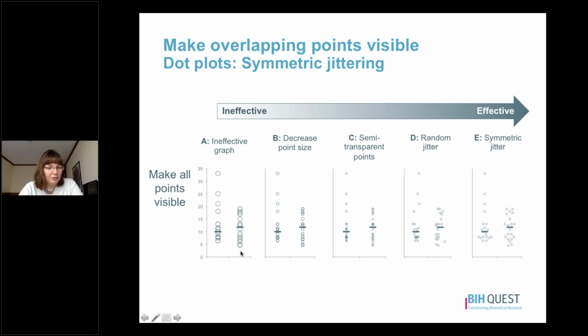In our ineffective graph, we have a simple strip plot. The data points are on top of each other. We can't really tell how many data points are in these very dense regions, which makes it a little bit complicated to determine what the data distribution might be.